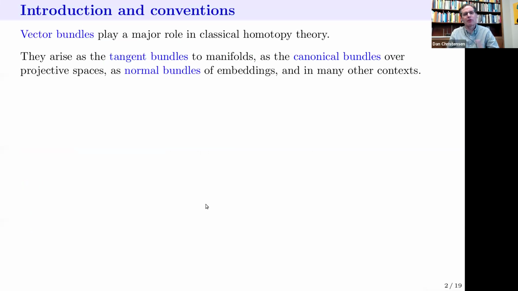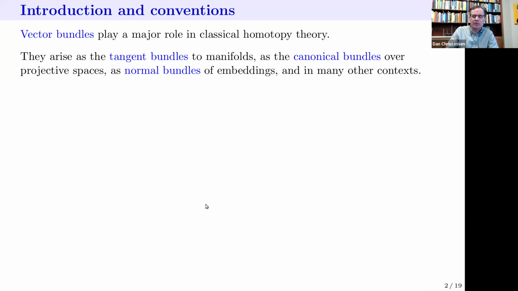Okay, so first, just a bit of motivation for what we're going to be talking about. So in classical homotopy theory, vector bundles play a very important role. They arise, for example, as tangent bundles to manifolds. Projective spaces have vector bundles over them, the canonical bundles. When you embed one manifold into another, there's a normal bundle. And in general, when you embed a manifold into Euclidean space, the normal bundles there tell you a lot about the manifold. And in other situations in geometry, you often have various bundles of geometric structure.